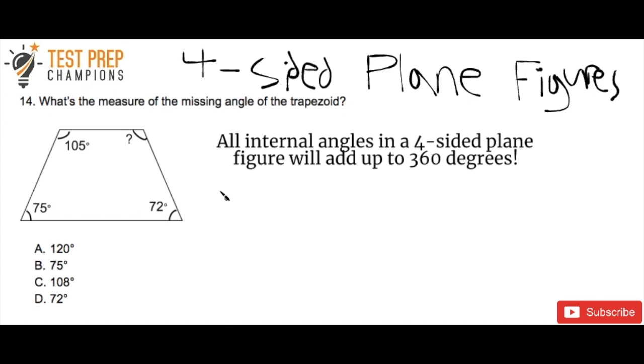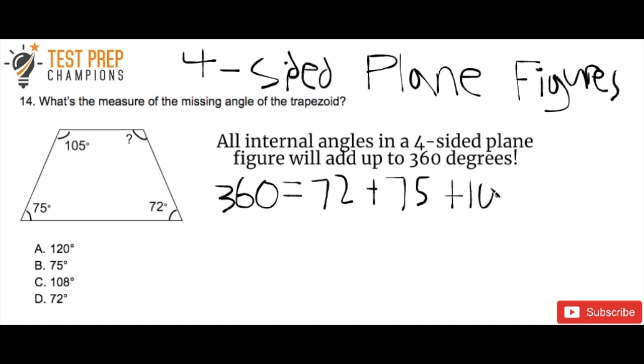We know that all of these internal angles are going to add up to 360, so we can make an equation: 360 is equal to 72 plus 75 plus 105 and plus x. I'm writing an x here for this angle, the one we don't know, with the question mark. I'm just going to call that x. That's essentially what we want to find here.